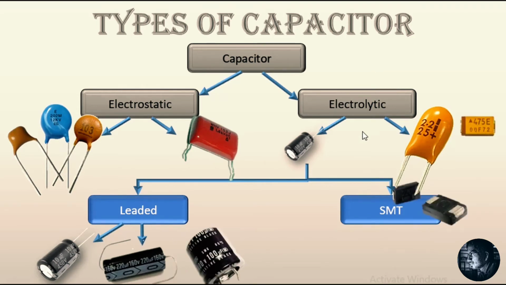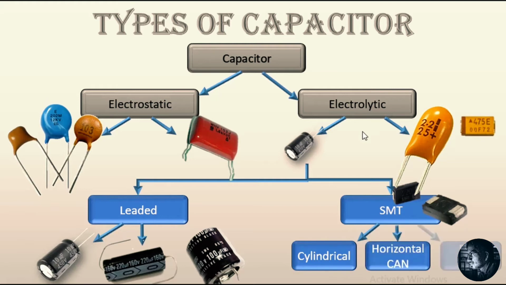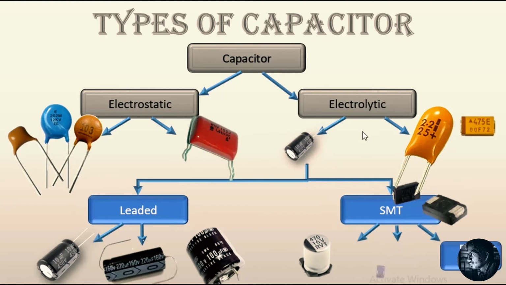There are three types in SMD or SMT: cylindrical, horizontal can type, SMD flat chip. Cylindrical, horizontal, flat chip.